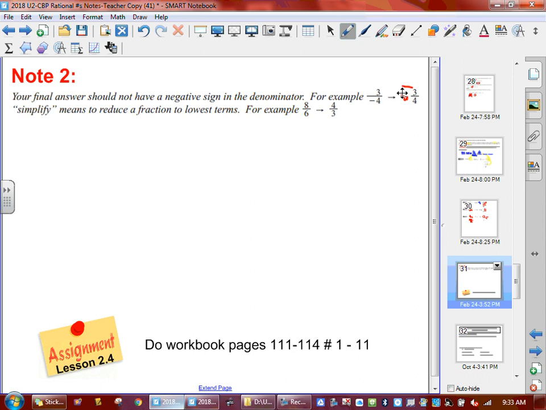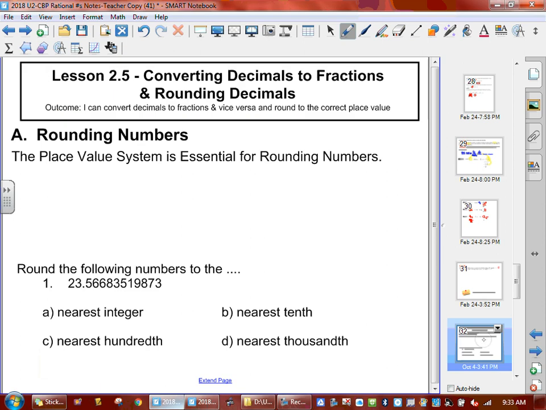All right. The next thing we have is lesson 5. We're going to jump into lesson 5 tomorrow. So this concludes lesson 2.4 on multiplying and dividing.